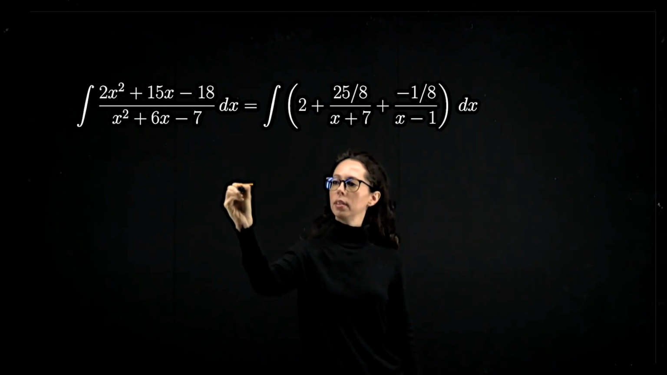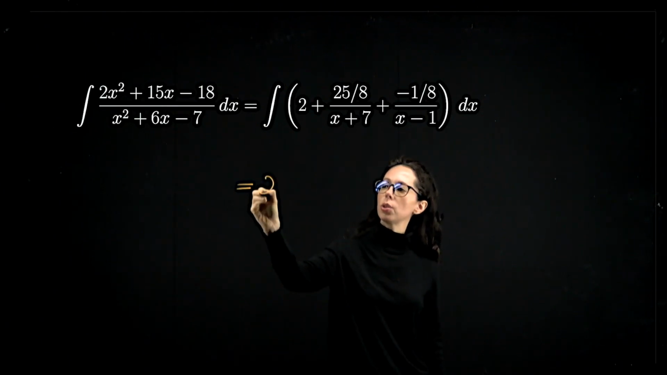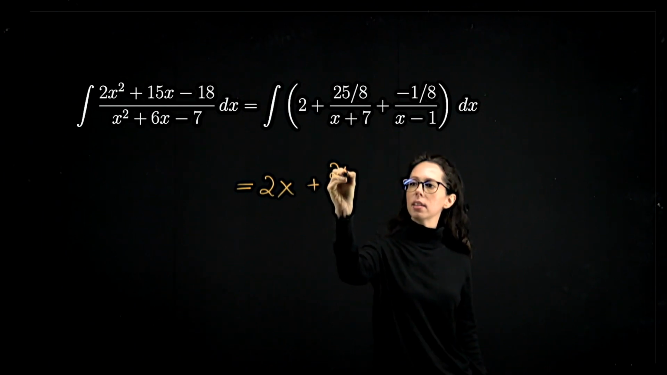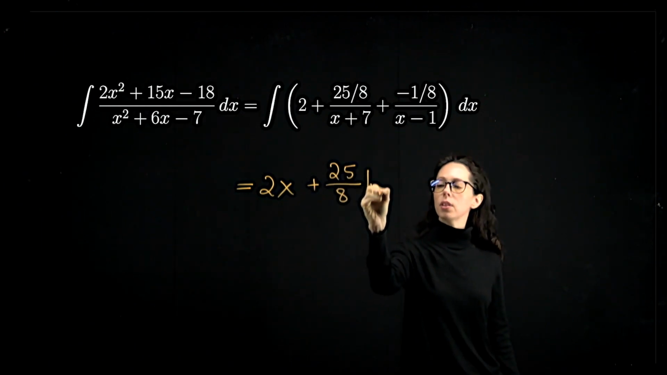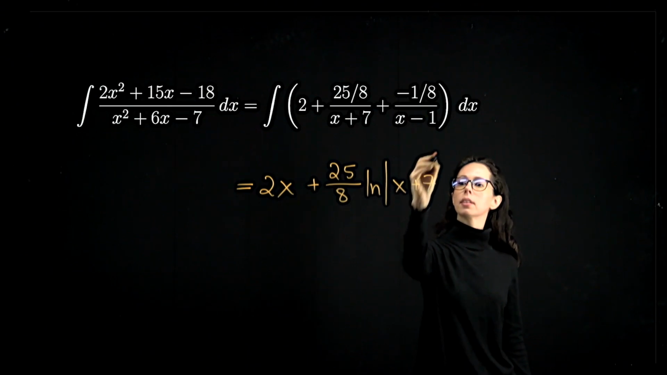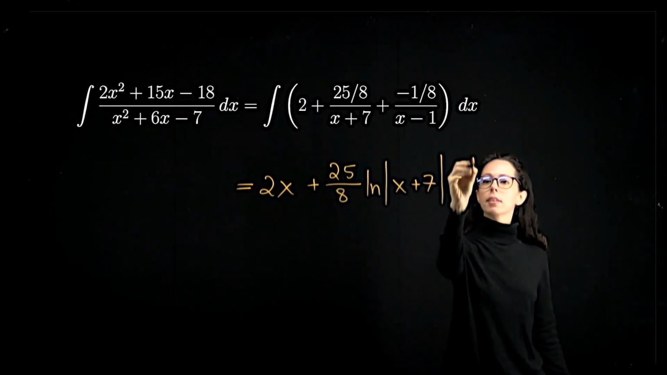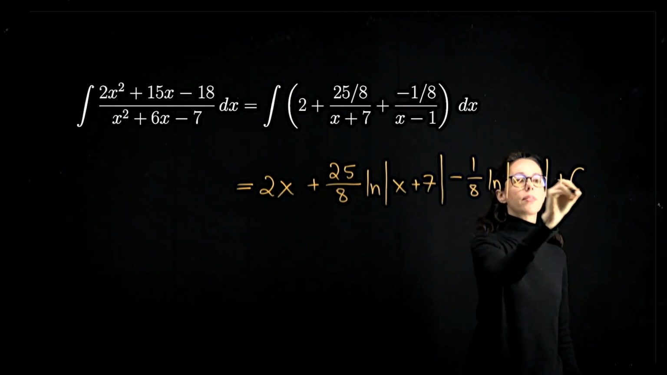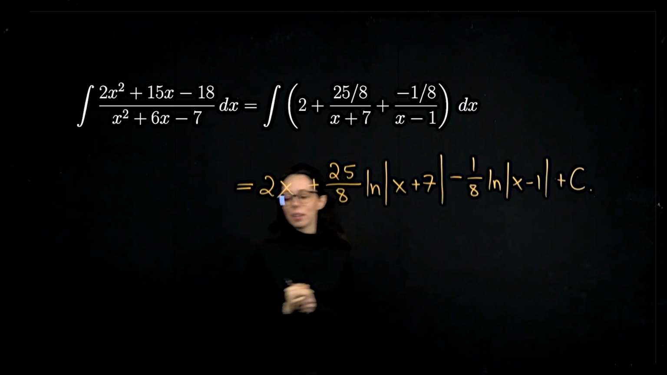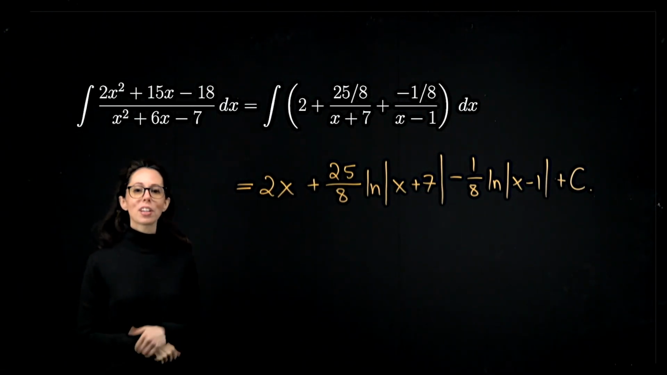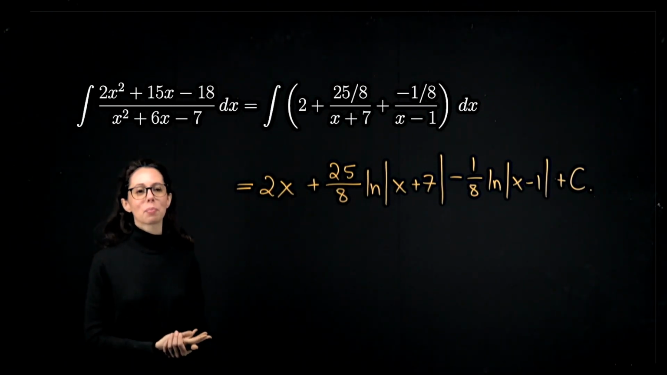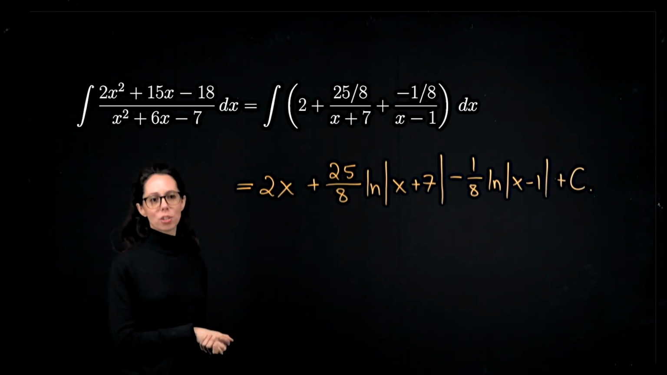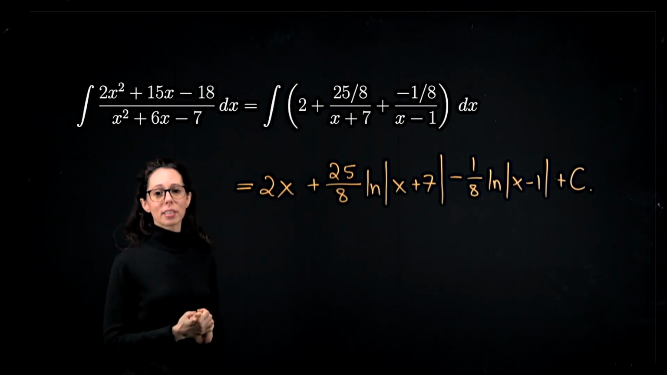So we have that the antiderivative of the first one is 2x. The antiderivative of the second one is just that leading constant, 25 over 8, times natural log of the absolute value of x plus 7, and then minus 1 over 8 times natural log of the absolute value of x minus 1 plus a constant of integration. So our starting rational function, once we did all the work breaking it into two pieces so that the numerator had degree less than the denominator and then doing the partial fraction decomposition, it turned into a very simple integral.